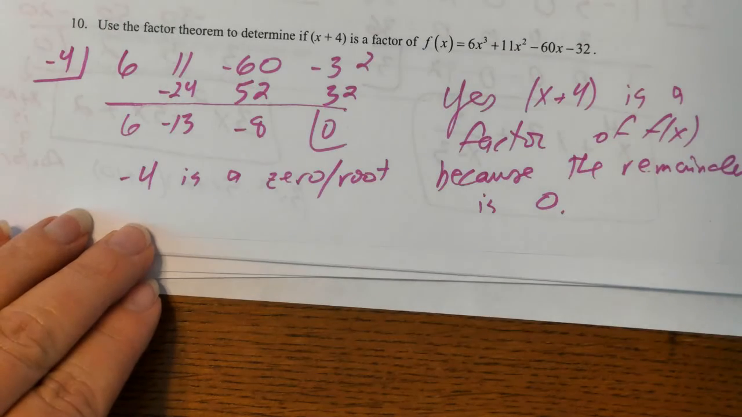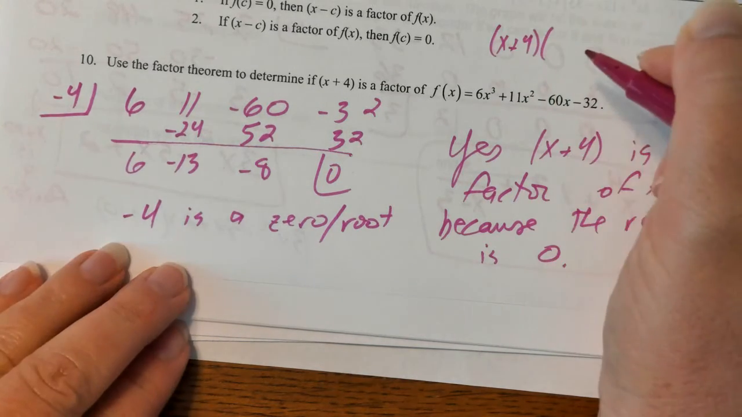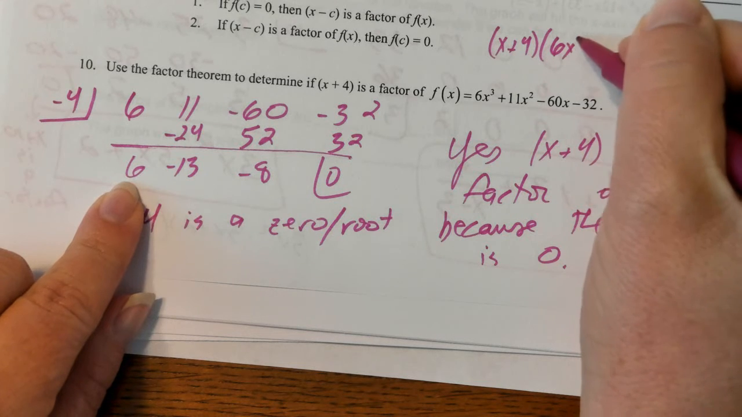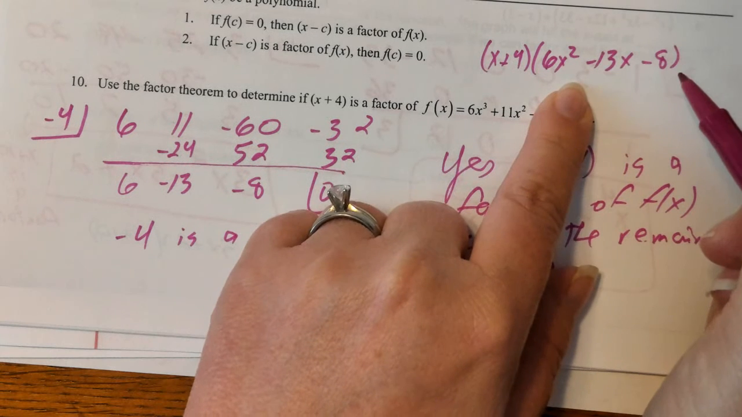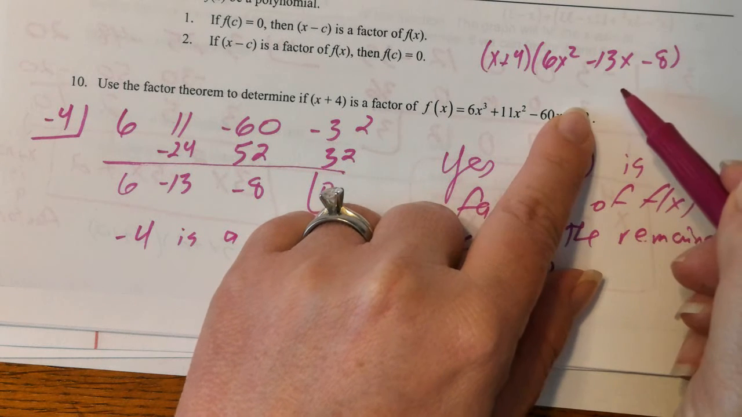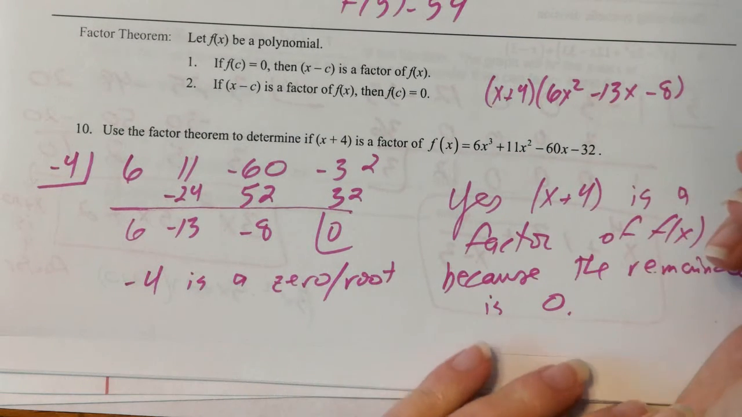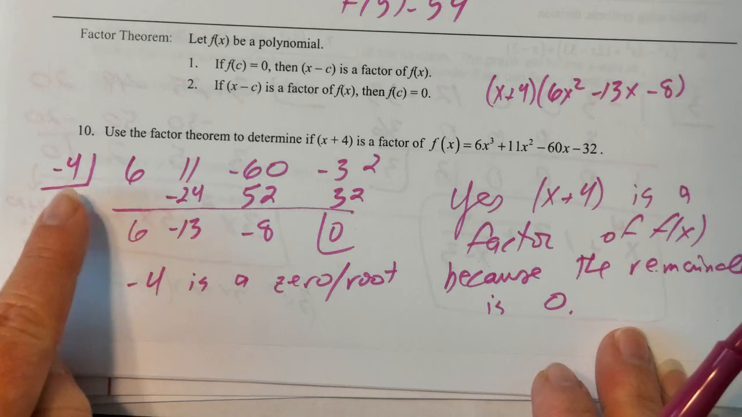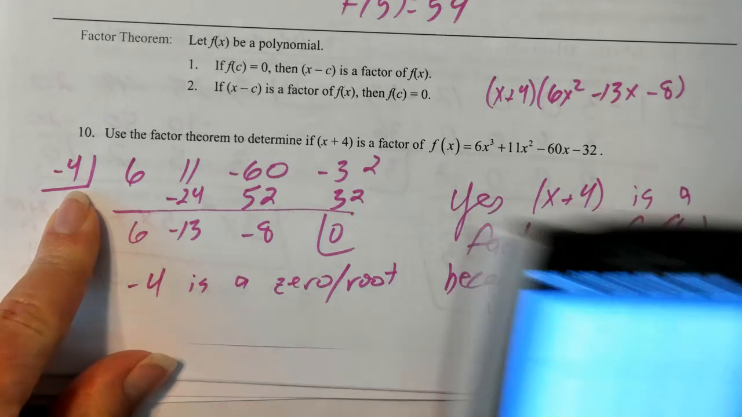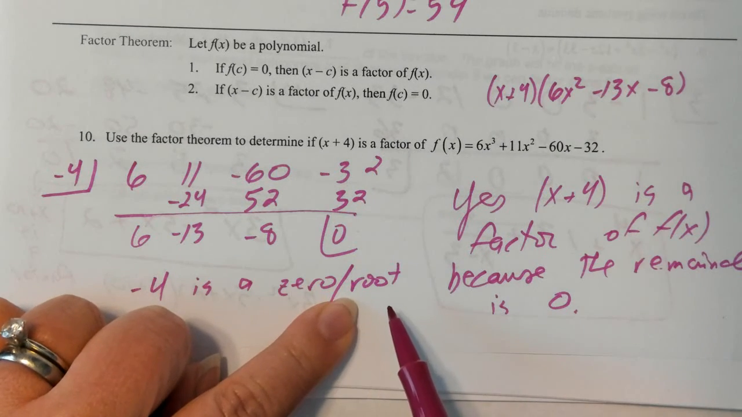Okay? In fact, this original polynomial would factor to x plus 4 times 6x squared minus 13x minus 8. And then I bet this one would factor again into two more pieces. And we'll look at that a little bit later, how that works. But just know that if you find a factor, then whatever you put in the box here is a zero. That is a place where the graph will hit the x-axis. I usually call them zeros. Some books call them roots. Okay?